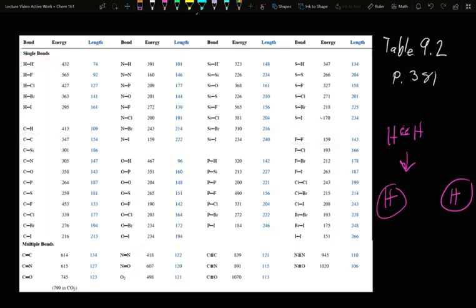These were for single bonds. If we want to look at multiple bonds, well, if we look at nitrogen, a single bond between nitrogen was 160 kilojoules per mole, but a double bond is 418. And a triple bond is 945. Dinitrogen, as a covalent molecule, actually has a triple bond.